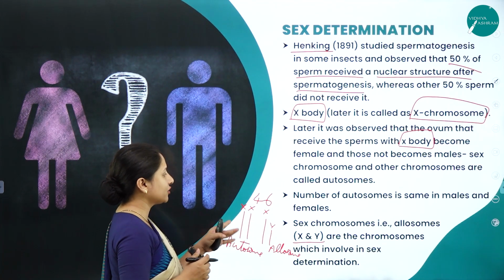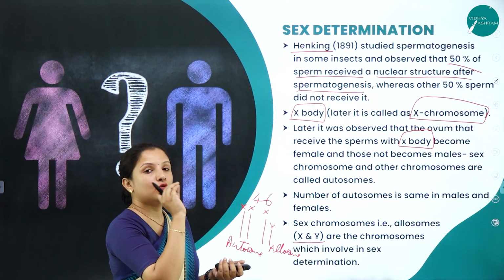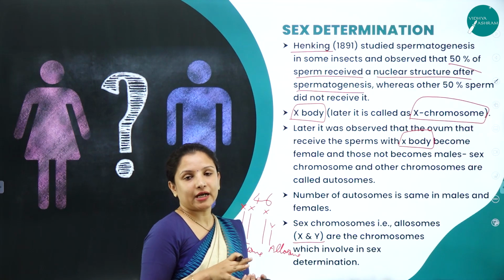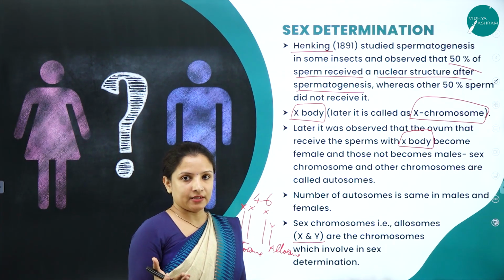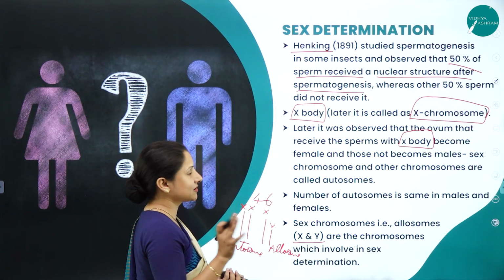Say for example, during the fertilization process, if both XX chromosomes go into the progeny, it will be a female. If X and Y chromosomes go into the progeny, it will be a male. So that is how sex is determined.